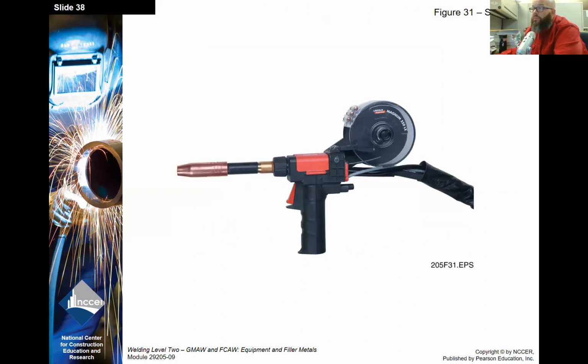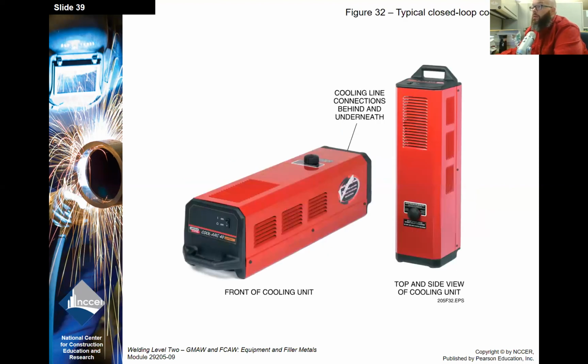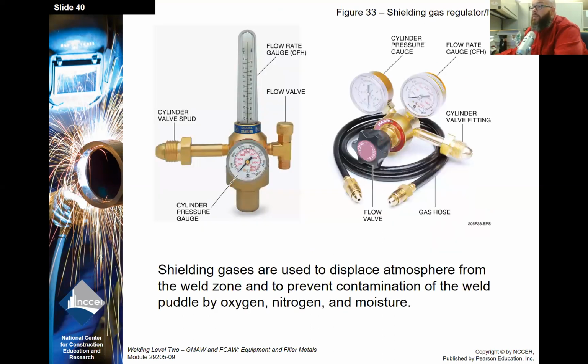This is a spool gun. These are pretty commonly used for aluminum for smaller jobs. Put a 1-pound spool on the gun, and it feeds it through the gun for doing aluminum. It's a little cheaper to set up than a Cobramatic or push-pull system. It's pretty common for guys that don't do a large amount of aluminum welding. Cooling units, we don't use any of these.